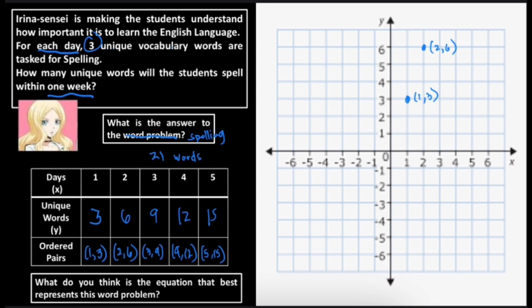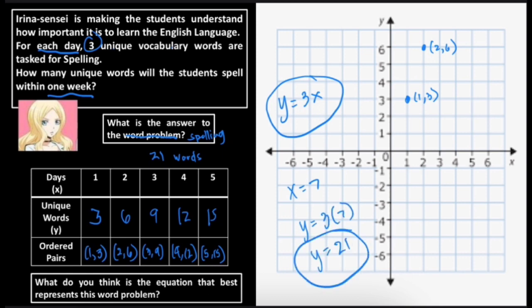And again, how do we create an equation using y and x? For every unique word, we get 3 times the number of days. So it's 3x. For every day, we multiply by 3. So let's say again, there's 7 days. Let's say that x is equal to 7, the days. So y is equal to 3 times 7. The answer is that there will be 21 words. So that's how this works.